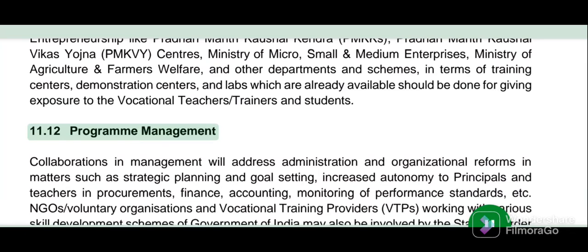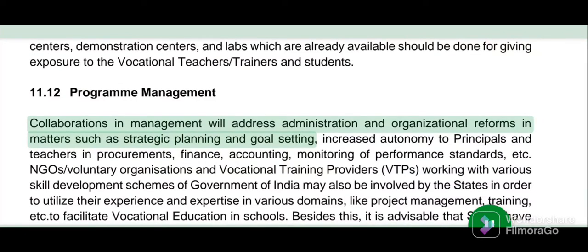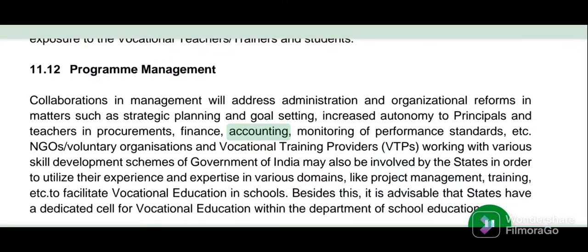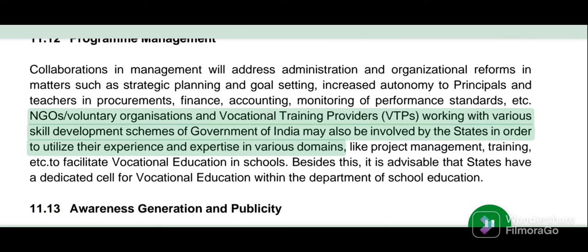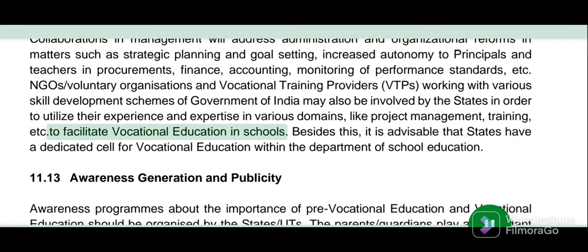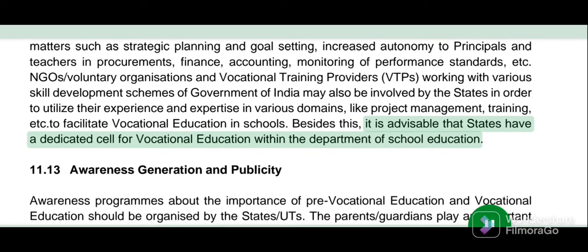11.12 Program Management. Collaborations in management will address administration and organizational reforms in matters such as strategic planning and goal setting, increased autonomy to principals and teachers in procurements, finance, accounting, monitoring of performance standards, etc. NGOs, voluntary organizations and vocational training providers (VTPs) working with various skill development schemes of Government of India may also be involved by the states in order to utilize their experience and expertise in various domains, like project management, training, etc. to facilitate vocational education in schools. Besides this, it is advisable that states have a dedicated cell for vocational education within the Department of School Education.